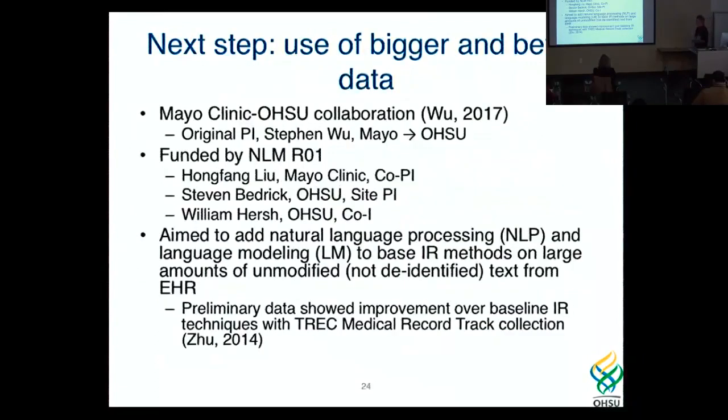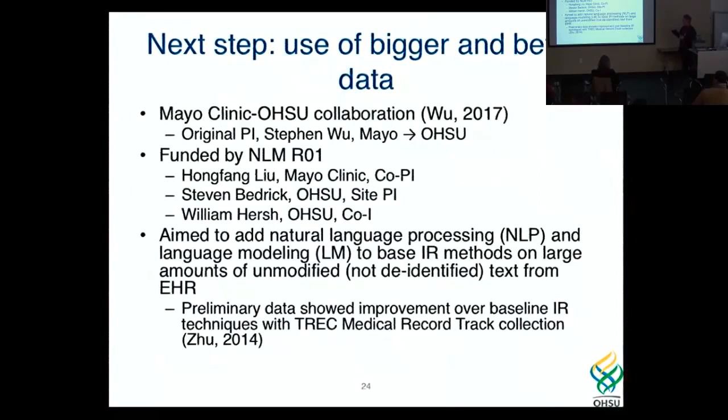So we actually wanted to continue the TREC medical records track. There were some issues with the University of Pittsburgh, with the provider of the data, and unfortunately NIST and University of Pittsburgh couldn't work out the differences, so the track ended a little prematurely.